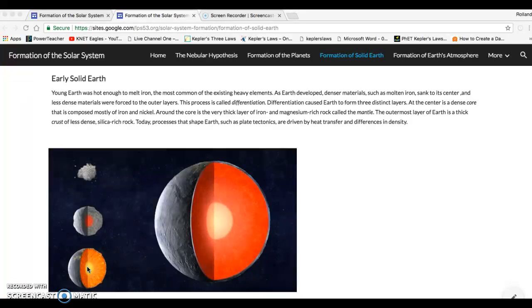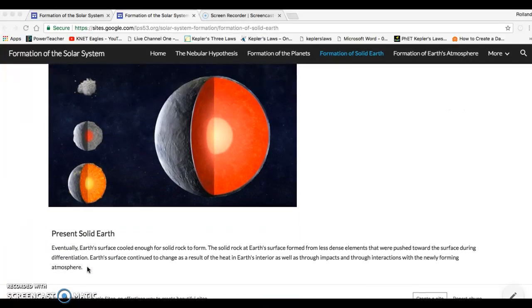At the center is a dense core that is composed mostly of iron and nickel. Around the core is the very thick layer of iron and magnesium-rich rock called the mantle. The outermost layer of Earth is a thick crust of less dense, silica-rich rock. Today, processes that shape Earth, such as plate tectonics, are driven by heat transfer and differences in density.